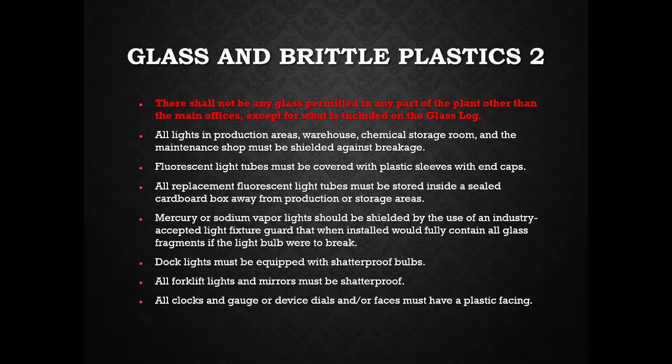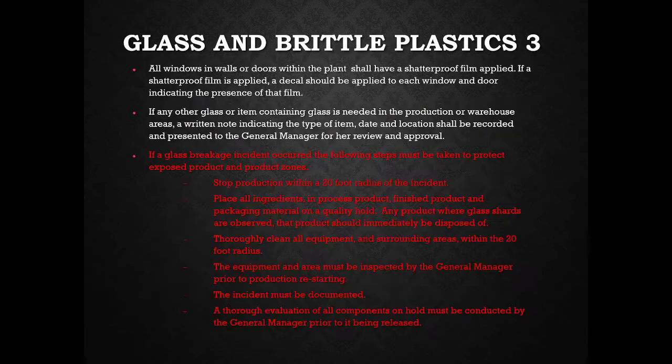Dock lights must be equipped with shatterproof bulbs. All forklift lights and mirrors must be shatterproof. All clocks and gauge or device dials and/or faces must have a plastic facing. All windows and walls or doors within the plant shall have a shatterproof film applied.